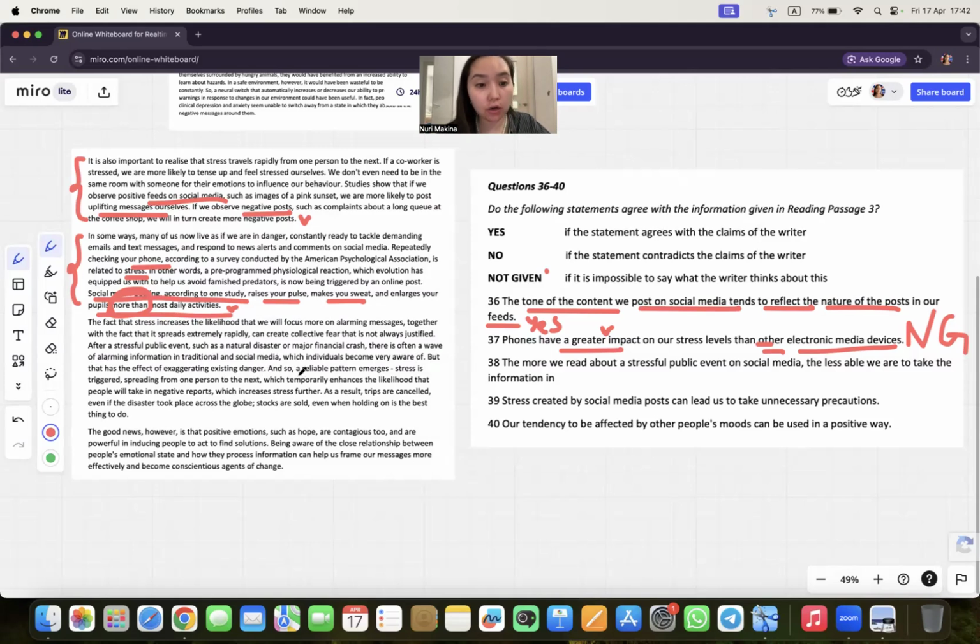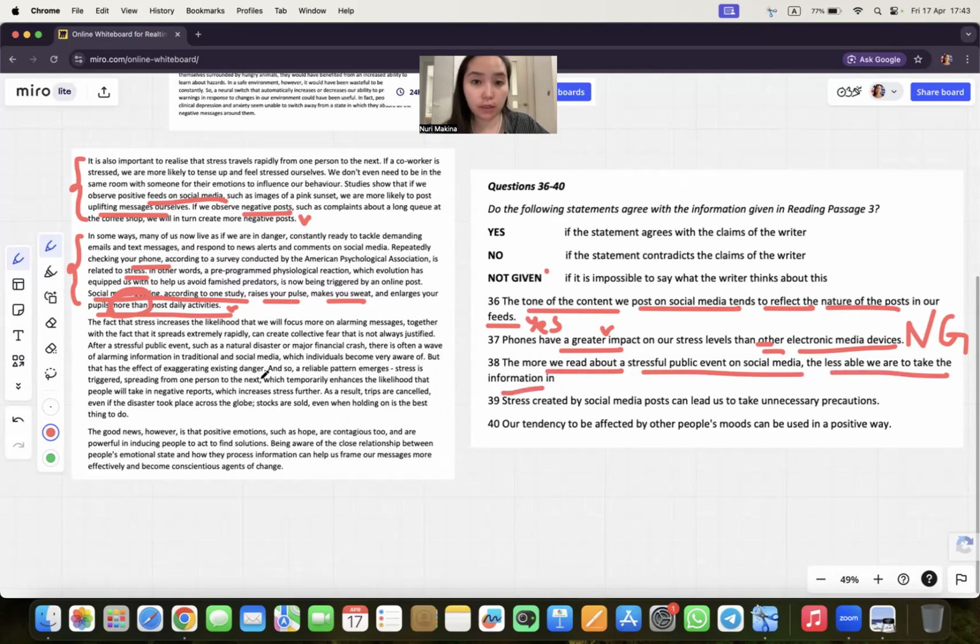existing danger. And so a reliable pattern emerges. Stress is triggered, spreading from one person to the next, which temporarily enhances the likelihood that people will take in negative reports, which increases stress further. As a result, trips are cancelled, even if the disaster took place across the globe. Stocks are sold, even when holding on is the best thing to do. The more we read about, yes, people are reading about this kind of information. The more we read about stressful public events on social media, the less able we are to take the information in.